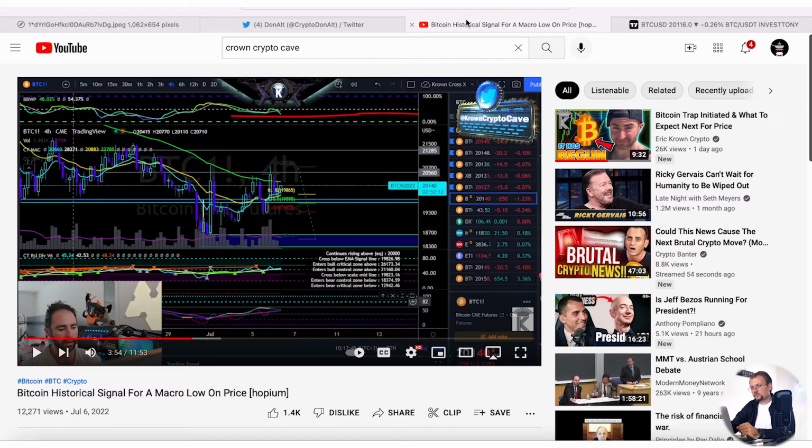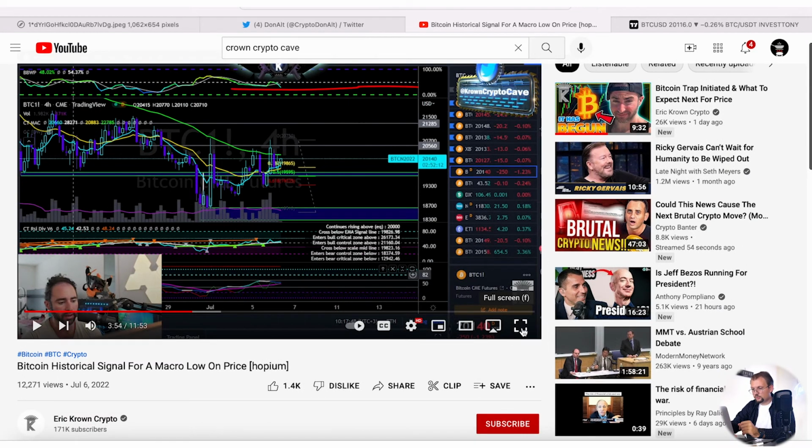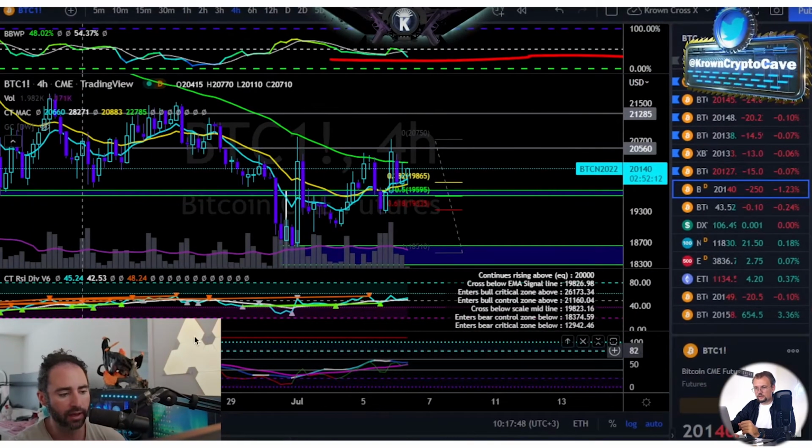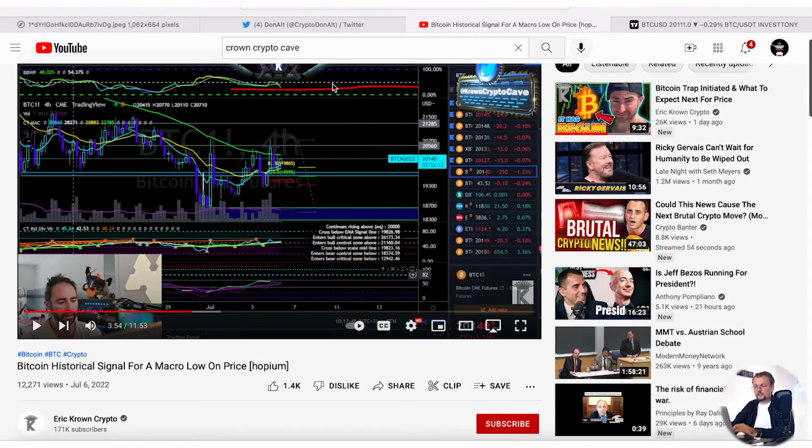Having said that, there is another type of trader, the famous Eric Crown from Crypto Cave. His trading desk looks like this. He has all sorts of possible indicators, and you can barely see the price. It's all about indicators and other stuff which shows him where to get in, where to get out, and the probabilities of the price going up and down. It's all about getting the probability of where the price should go in the next period of time.